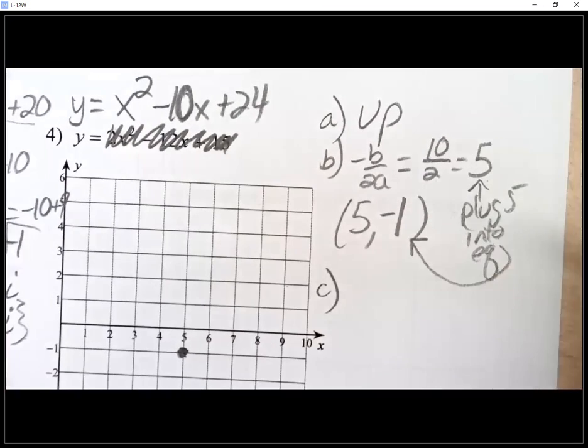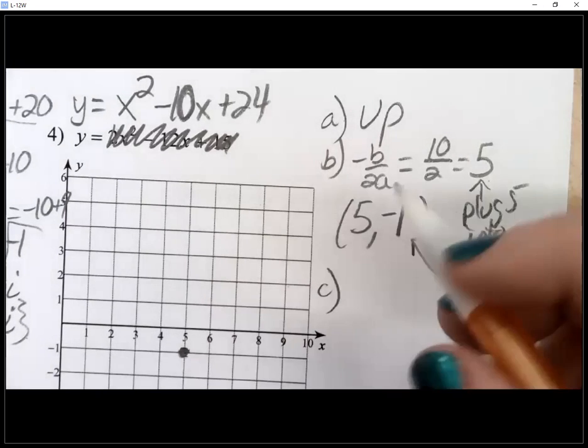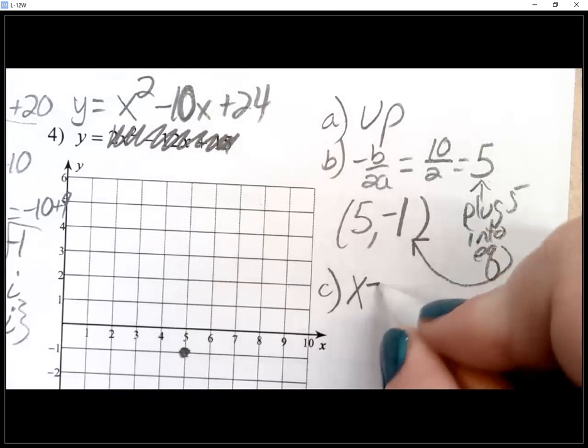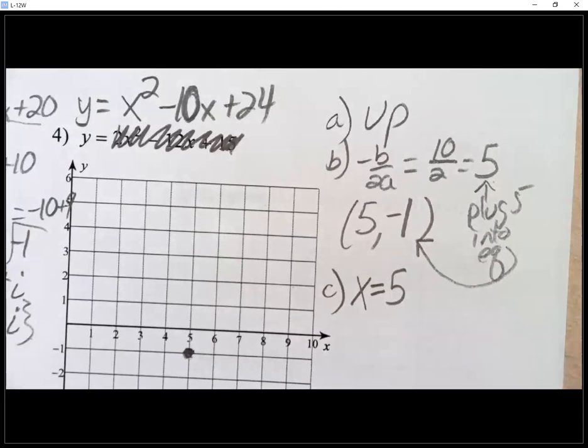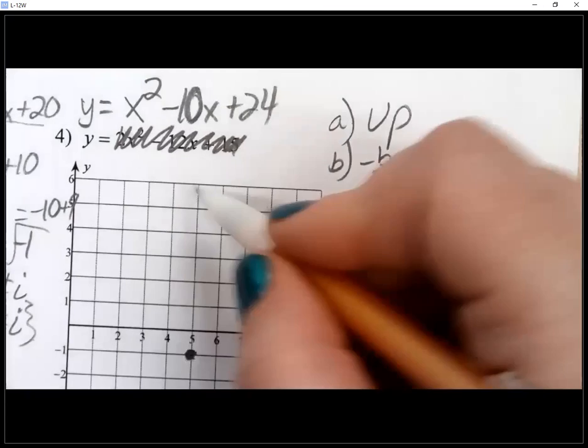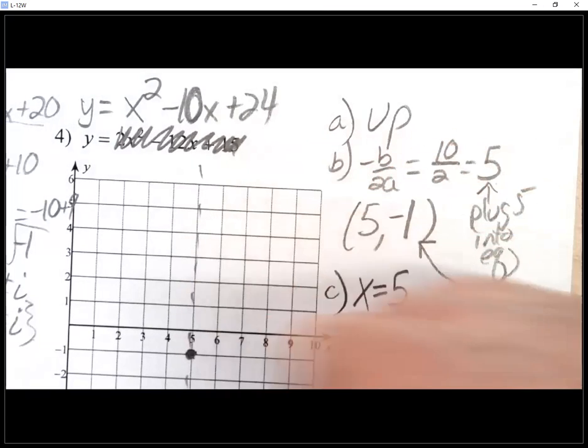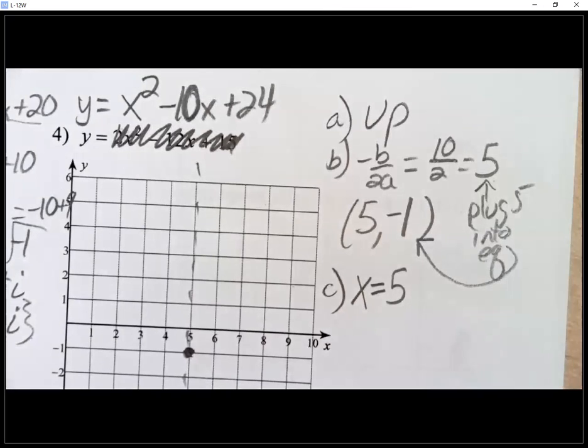What do I write as my answer? What do I write as the axis of symmetry? You got to write x equals 5. You need the x equals part because then it's an equation of a line. If you just write 5, 5 doesn't mean anything, but that is a line. If it helps you, you can draw yourself a little dotted line right there. It's not part of the graph, but if it helps you visualize, great.